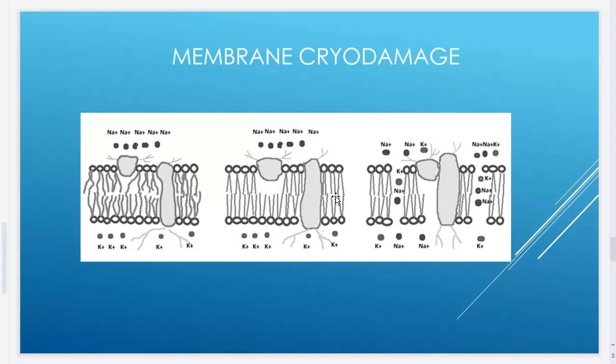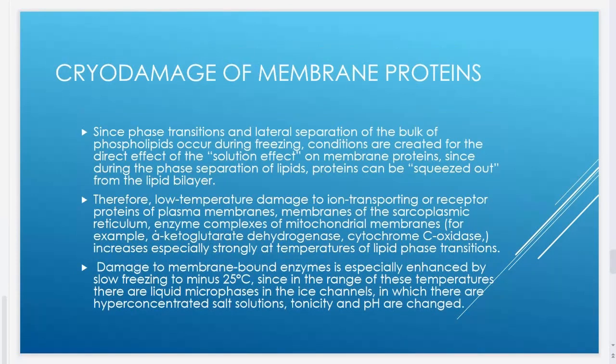Changes in the structure of the plasma membrane would lead to damage. The ions go out from cells. As a result of phase transitions of lipids, protein can also be pushed out of the membrane. Since phase transitions are lateral separation of phospholipids occurring during freezing, conditions are created for the direct effect of the solution on membrane proteins. During the phase separation of lipids, proteins can be squeezed out from the lipid bilayer.